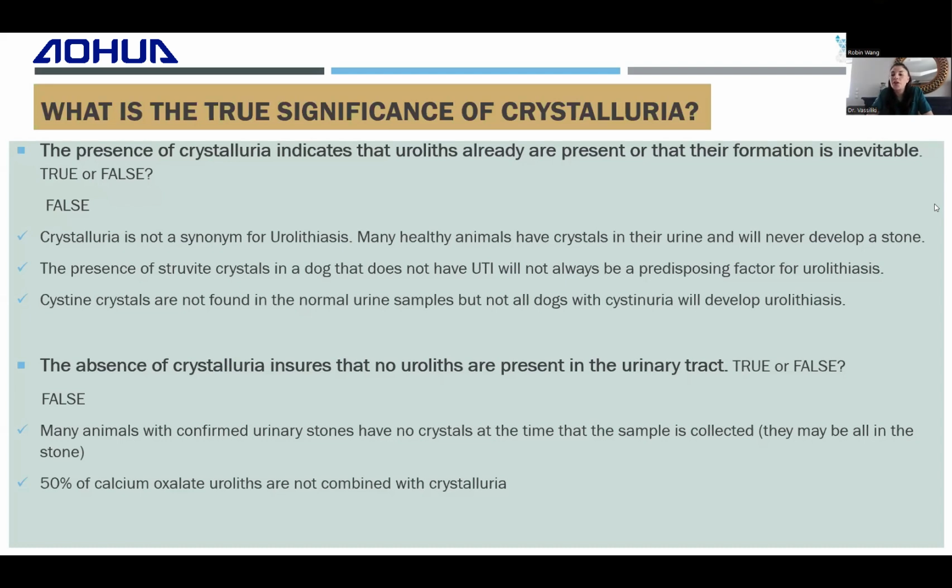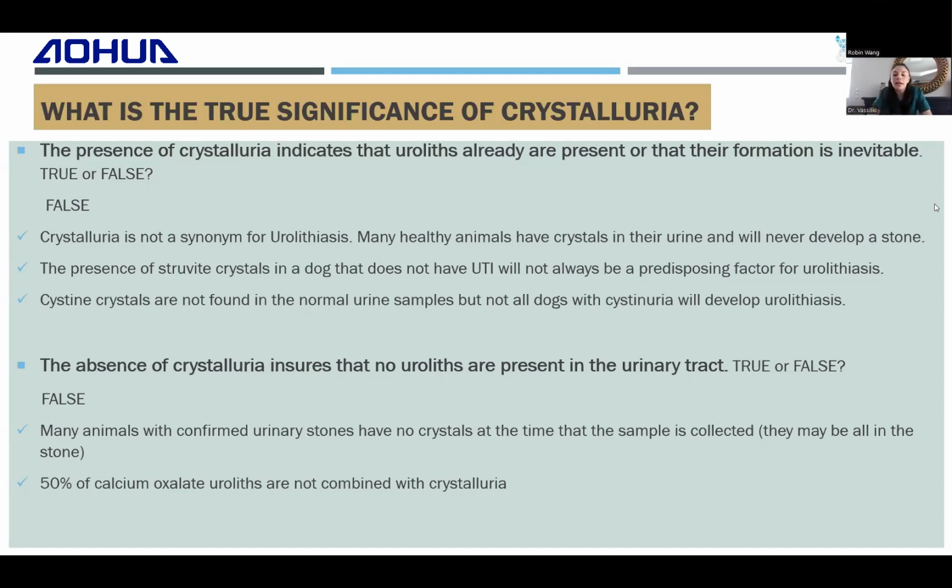Many animals with confirmed urinary stones have no crystals in the sample at the time when the sample is collected. You've seen the theories a bit earlier: they might be on the stone. All the crystals might be on the stone because we have the crystallization theory.